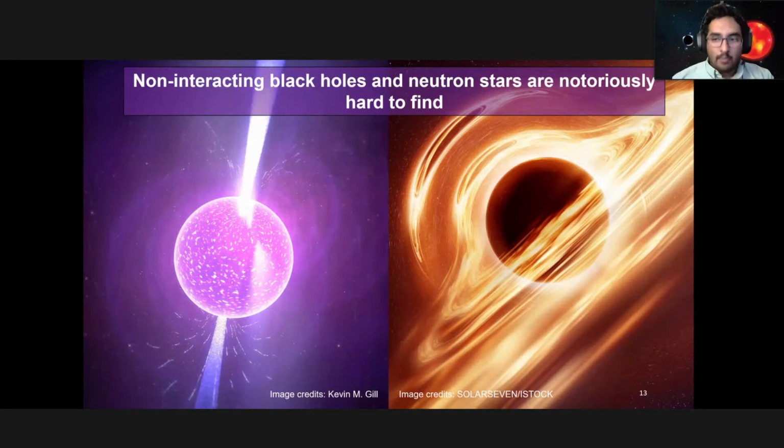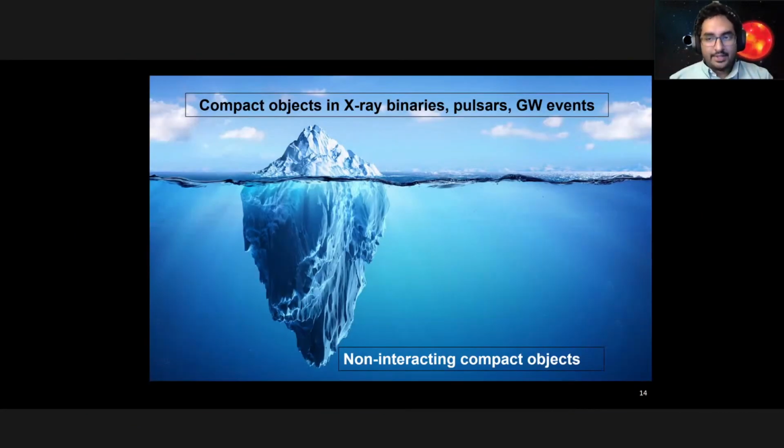However, most compact objects are much more difficult to find. This is because these non-interacting black holes and neutron stars are electromagnetically dark when they are in quiescence and are not interacting with a companion. What does this mean for us? We have barely touched the surface when it comes to the discovery of these objects. As illustrated using this image of an iceberg, our current census of compact objects is a very biased sample.